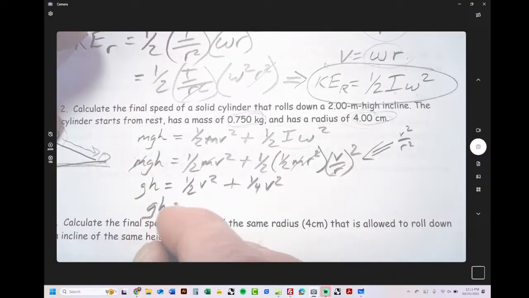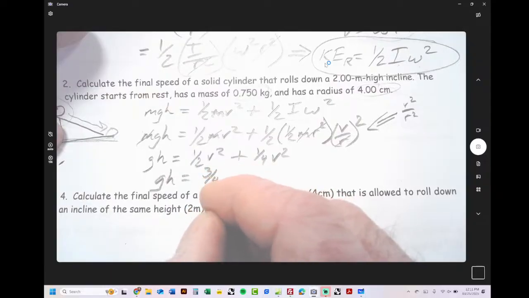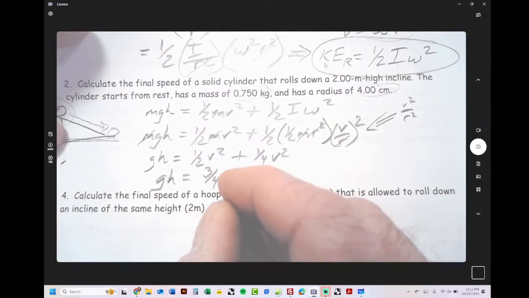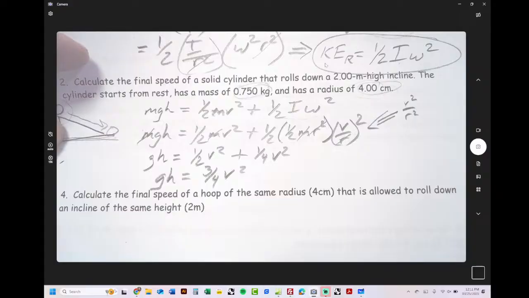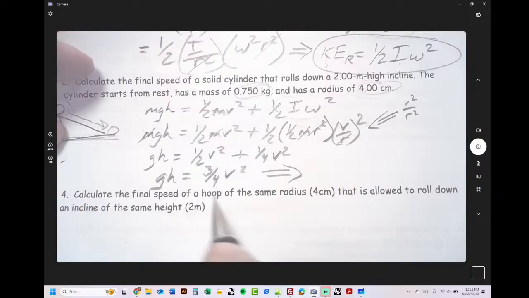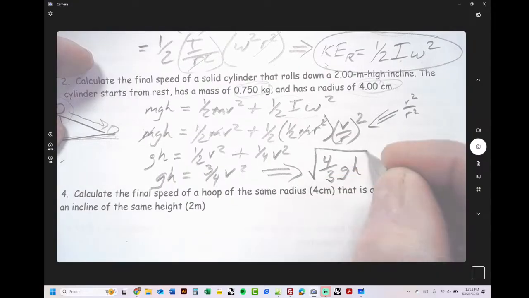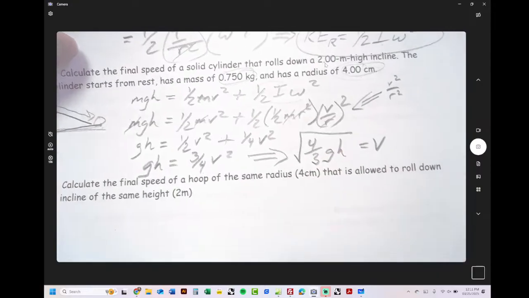And that's gh equals how many v squared? 3/4 v squared. Did I say g squared? I meant to say v squared. So I'm going to skip a couple of steps. I'm going to multiply both sides by 4/3. So I'm multiplying both sides by 4, dividing both sides by 3, and then doing what else to both sides? Take the square root. So 4/3 gh, and the square root of all that gives me v.